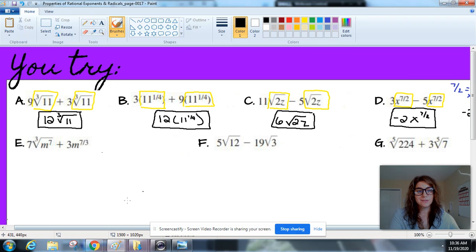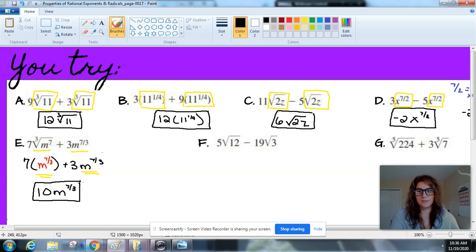All right, next are going to be ones that do not look alike. So when I look at these two, they're not the same. So I'm going to start by transferring this into exponent form to see if I have to simplify anything. So 7 over the root, which is 3. Well, just by doing that, I ended up getting identical variables. So since these are identical, I can just add my coefficients and I get 10 m to the 7/3.